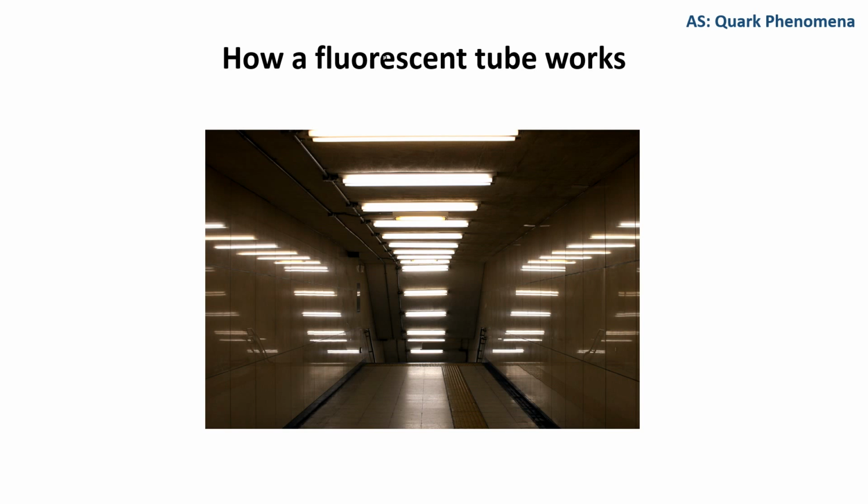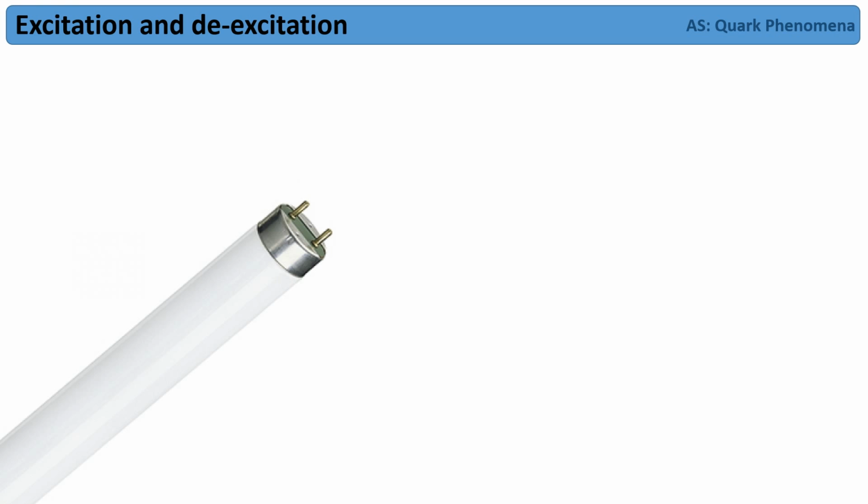Okay, so in this very quick video, we're going to have a look at how a fluorescent tube, or sometimes known as a mercury vapor tube, works. These are the old school lighting tubes that you still find in a lot of old office buildings, and the principles behind it lie with wave-particle duality, the photon nature of light, and excitation and de-excitation of electrons.